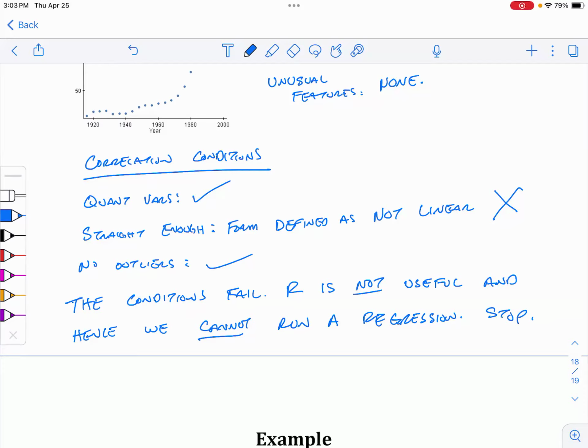So knowing when to stop is important. That's why we check those conditions: to know, can we keep going? We want our conditions to fail because we get to stop. There's a ton of work to be done after this, but we don't have to do it, because we cannot do it.